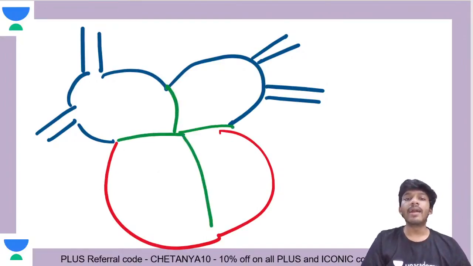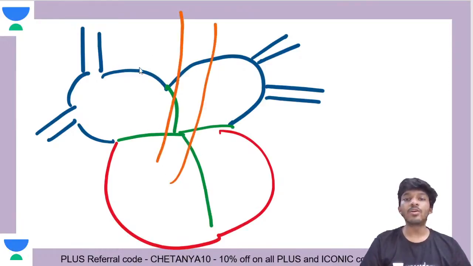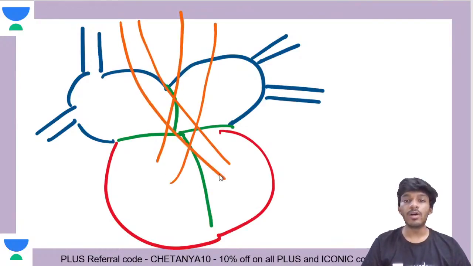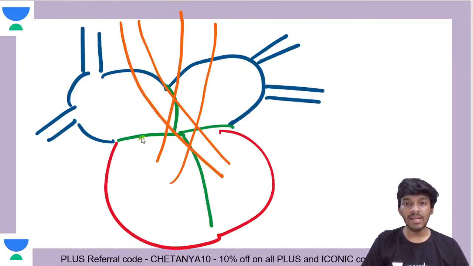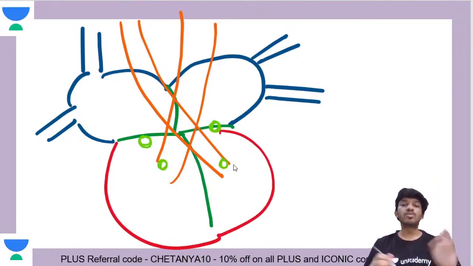Right? And arising from here, you have two important vessels. One is the pulmonary trunk going to the lungs, and then you have the aorta going to the body, right? Here you have another small opening, that is the valve, right?